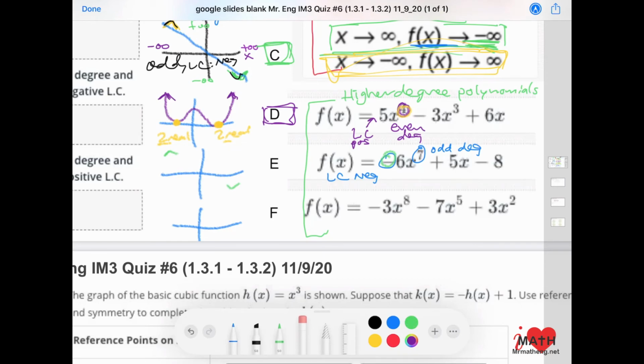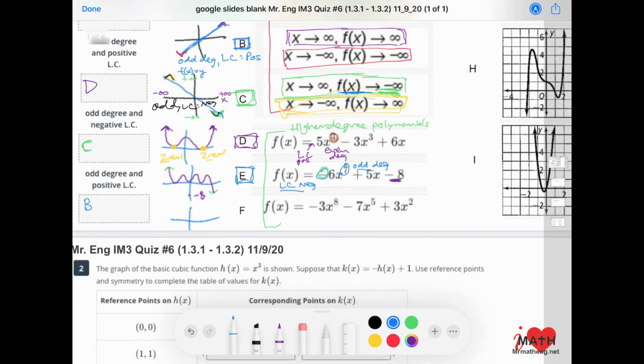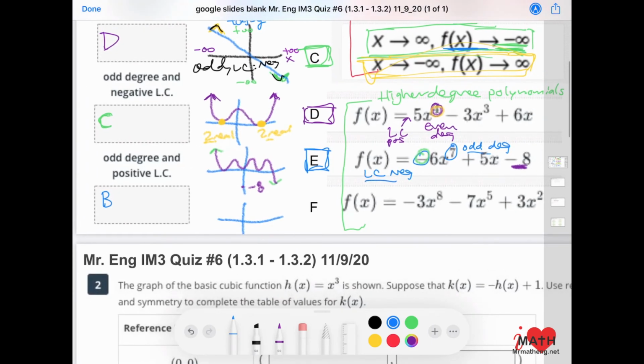Those are gone. So your graph's probably going to look something like 1, 2, 3, 4, 5, 6, 7. That would actually be pretty accurate. And we missed that. It would have gone through -8. Okay, big idea though is that this one is negative and odd. Negative and odd, so that would be here.